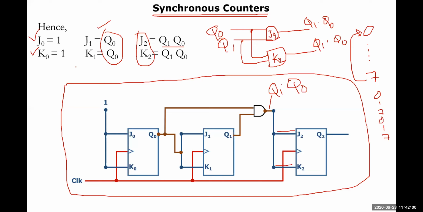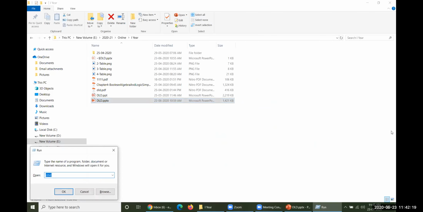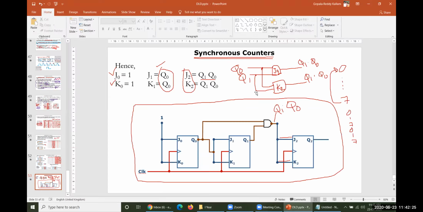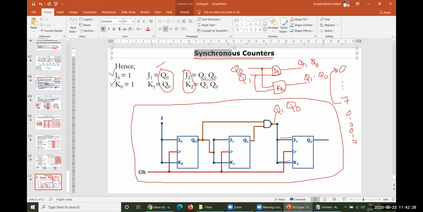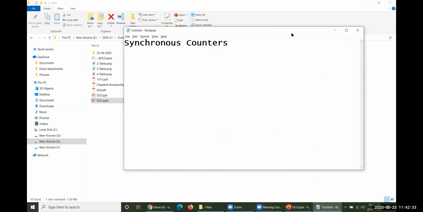And what I am expecting from you people is to perform the same kind of operation. I will send this document to you immediately after uploading it to YouTube. I will send this particular document also to you. So my expectation from you people is that you have to design a synchronous counter, whatever synchronous counter you take into consideration. That synchronous counter must be drawn for 4 bits. Okay, a 4-bit synchronous counter must be drawn by you.